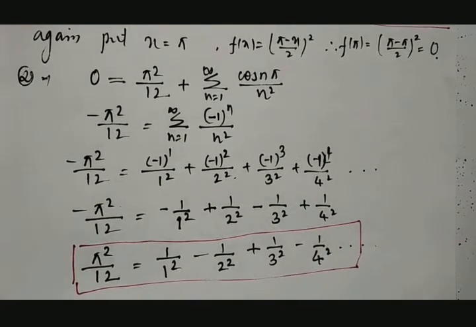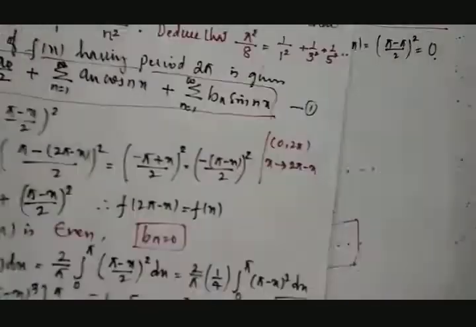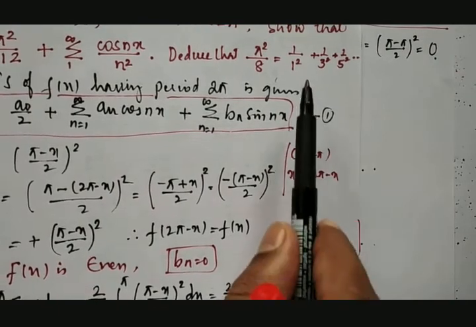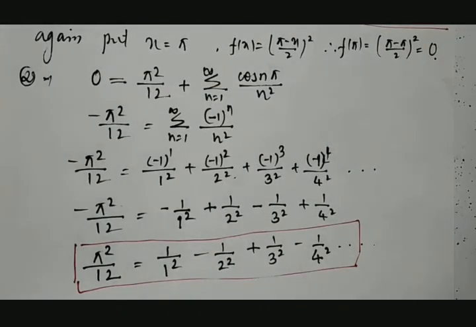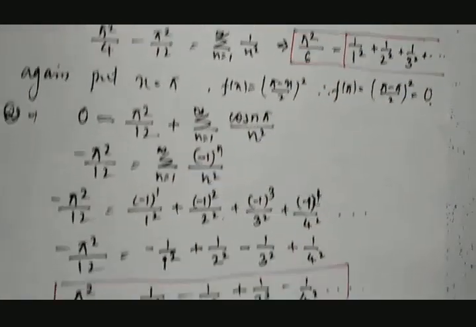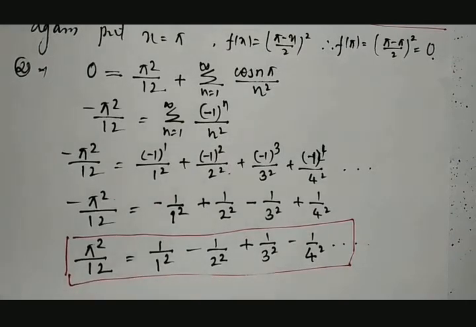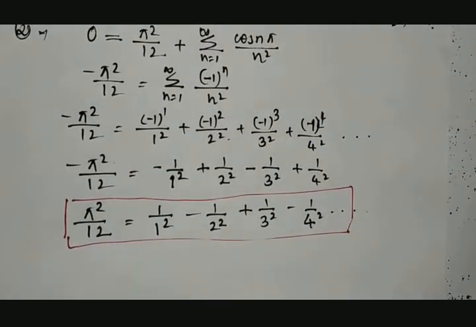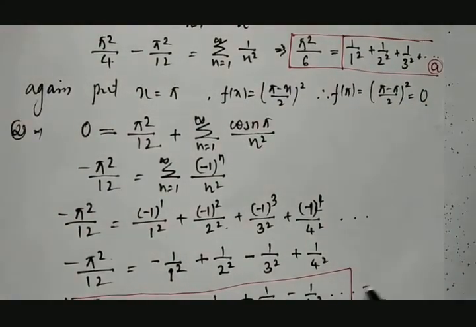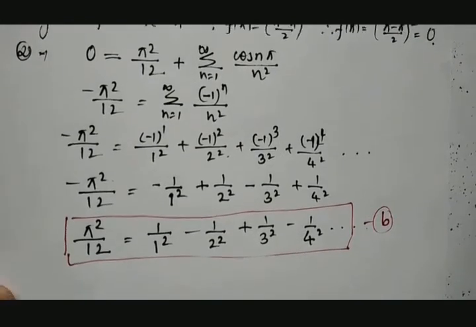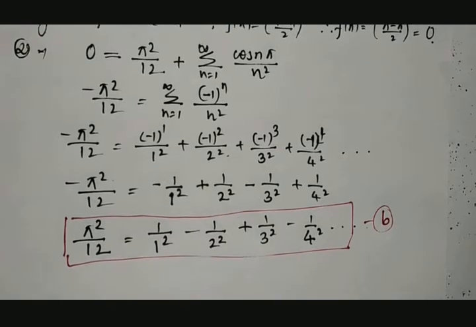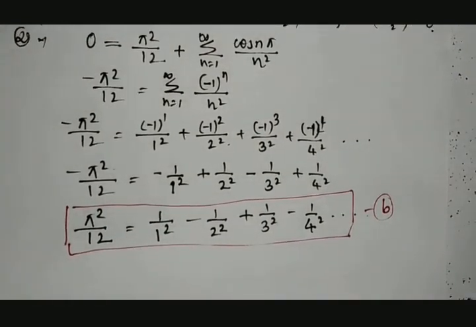This is another series, but unfortunately this is also not what we need. It is not as it is. Fine. So we got two series now. One, pi square by 6 is equal to the positive series. Second one, pi square by 12 is equal to the alternate series. So what we do, we call the first series as A and we call this as B. So we will be taking the addition of these two. We'll see whether there is any possibility of getting the desired result.